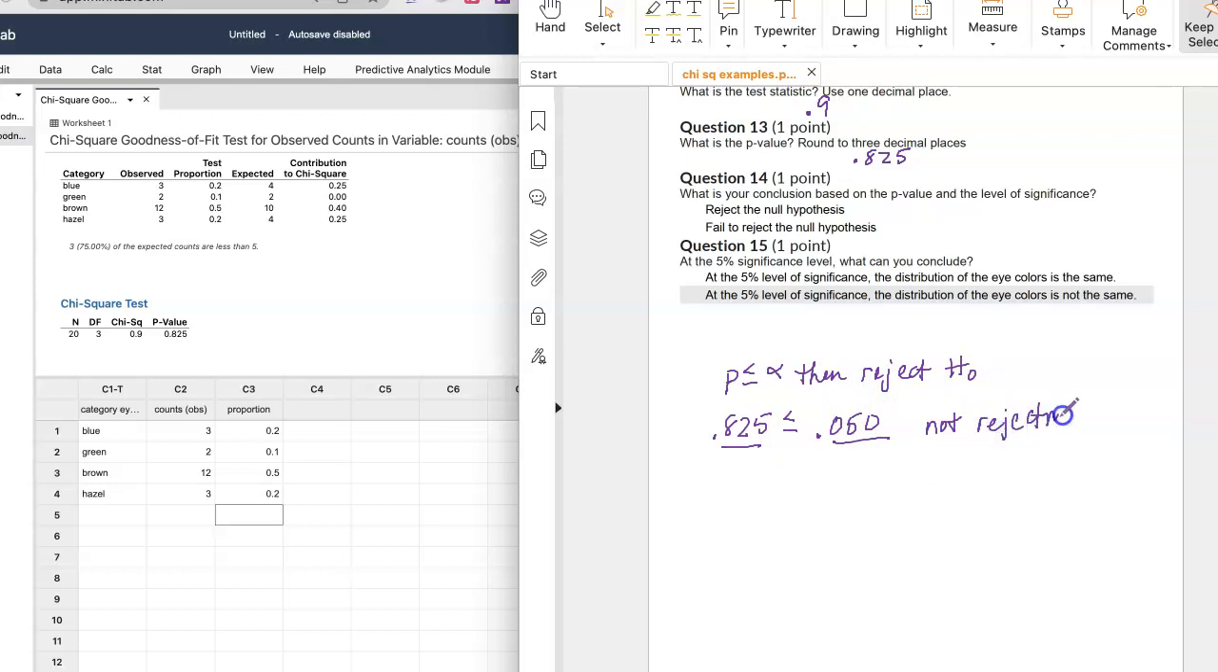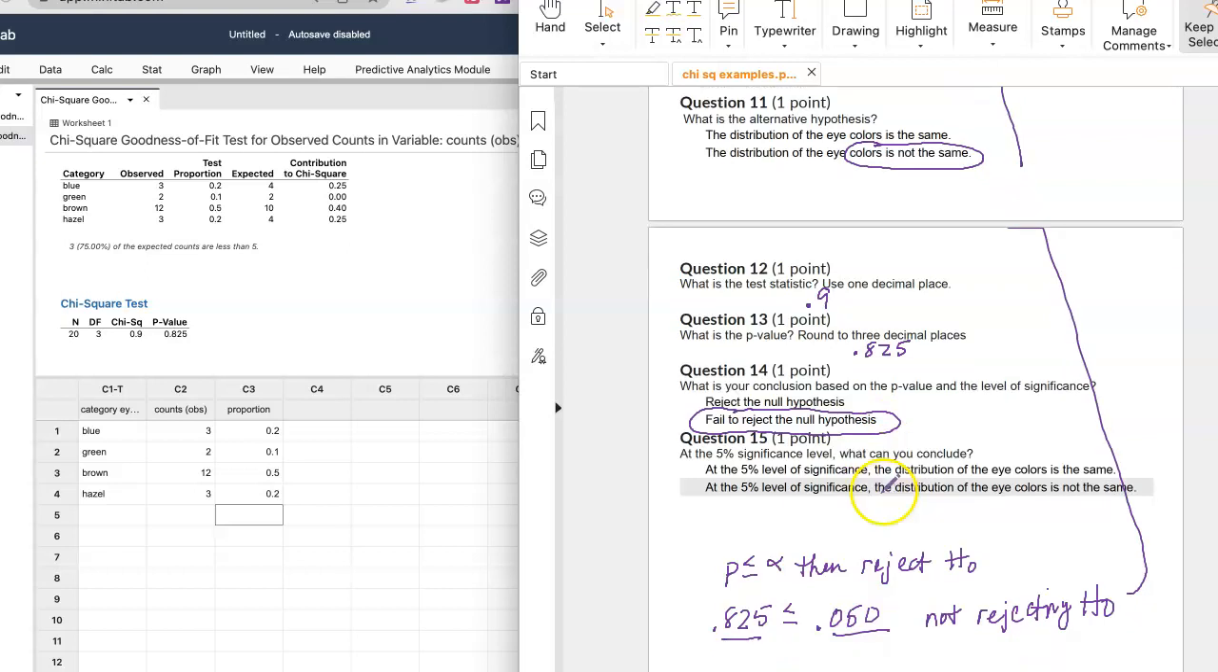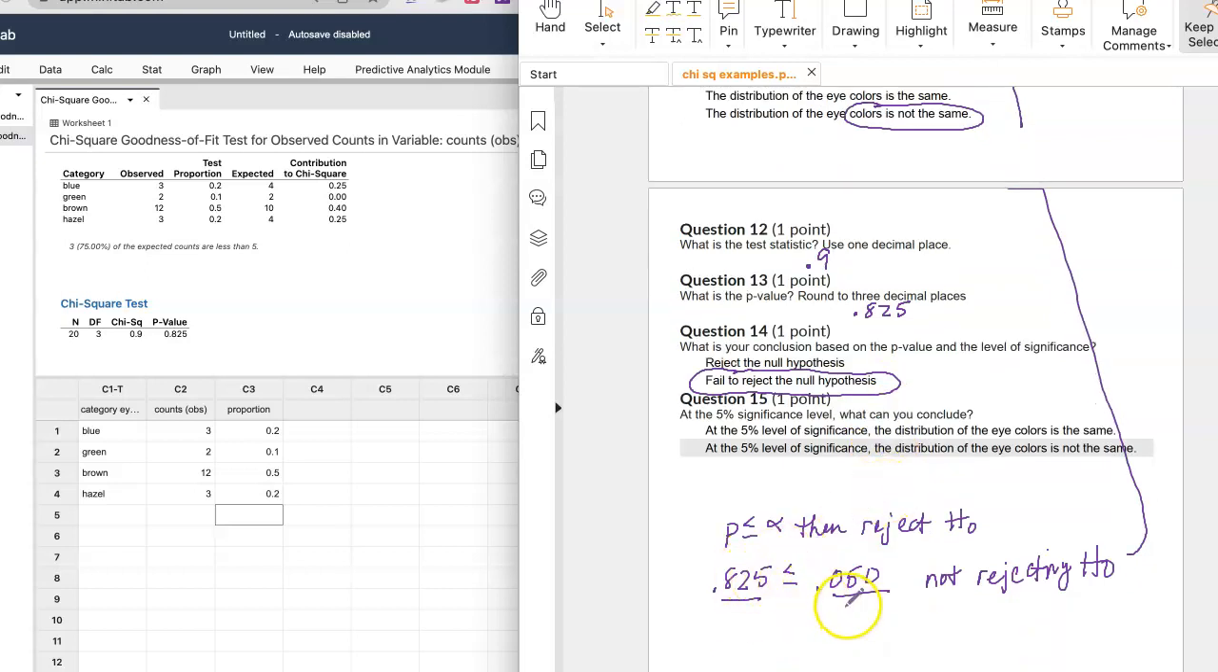rejecting the null hypothesis, which means we're keeping it. If I'm not rejecting the hypothesis, then I'm keeping it, and in keeping it, you're failing to reject the null hypothesis. We're not rejecting it, we're failing to reject it. Then that means that our answer is coming from the null hypothesis, which was that they are the same. So we failed to reject the null hypothesis because 0.825 is not less than or equal to 0.05. We word it as failing to reject H0.